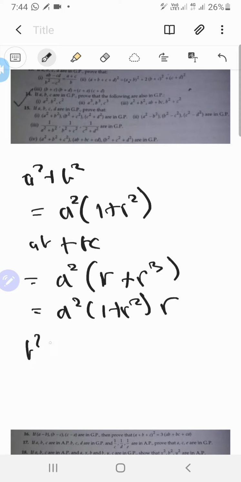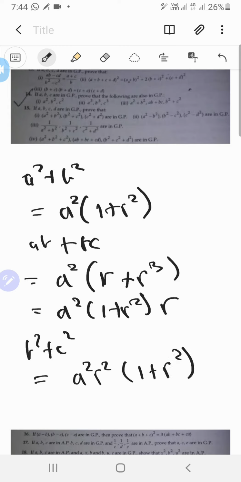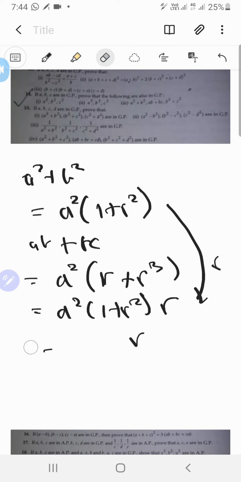What about this one? b squared plus c squared, that's going to be a squared times, yes, a 1 r over there, so r squared into 1 plus, this is supposed to be r squared. You obviously took 1 r out of it, so you got 1 r left, so 1 plus r squared. Okay, so yes, you can see that when you multiply this by r, you get this thing. When you multiply this by r, you get this thing. So these are obviously in gp.